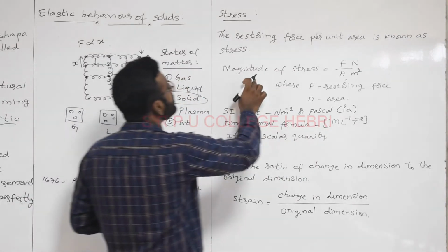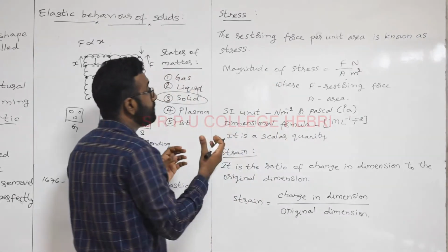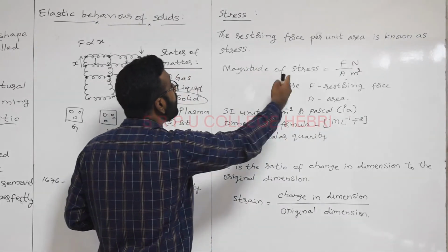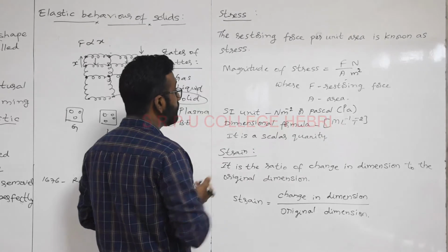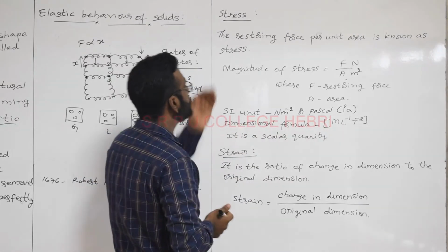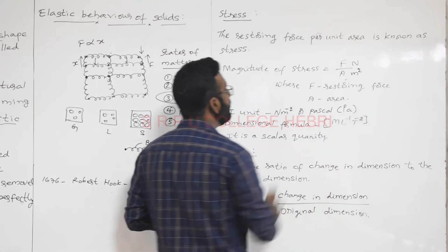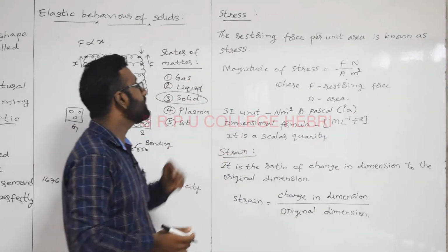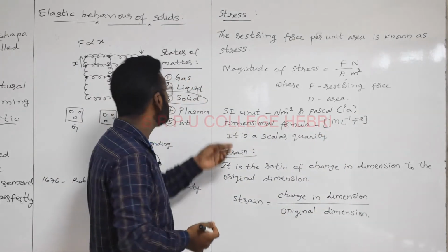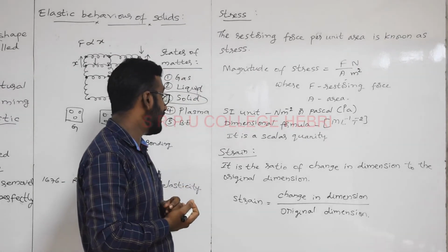If you take the magnitude of stress, the dimensional formula of this stress is M L to the power minus 1 T to the power minus 2, and it is a scalar quantity. So stress is a scalar quantity.